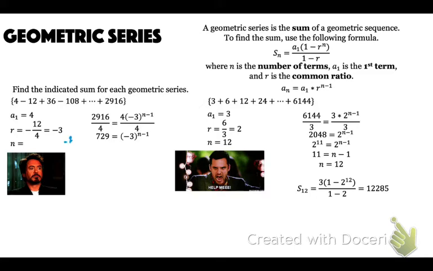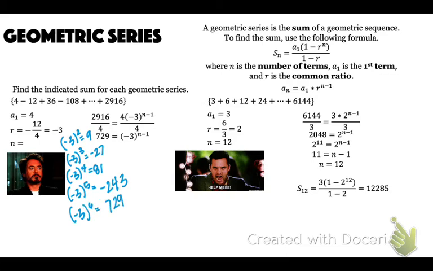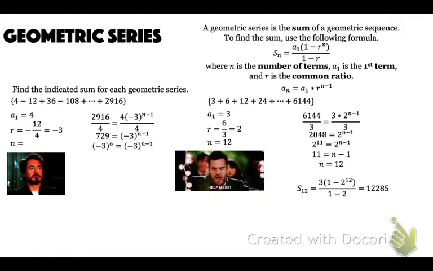So if we do negative 3 squared, that is 9. Negative 3 cubed is negative 27. Negative 3 to the 4th is 81. Negative 3 to the 5th is, what is that? 243. 81 times negative 3. Yep, 243. And so then negative 3 to the 6th would be 729. Look at that. Okay, so that means we are going to change this up here to negative 3 to the 6th. Then we have 6 equals n minus 1. Add the 1 over and you get n equals 7.